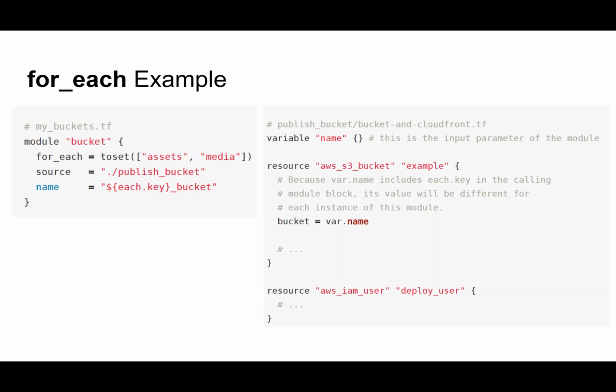Here's an example. In this case, we have module bucket, and we're using the for_each argument here, and we're passing in assets and media. Each one of these will use a different name. On the right-hand side here, we actually have the module itself, so the variable name, and then we have a resource. What this is doing is creating an AWS S3 bucket, using the name from the argument that's passed in here. So we're going to create a bucket for assets and a bucket for media.